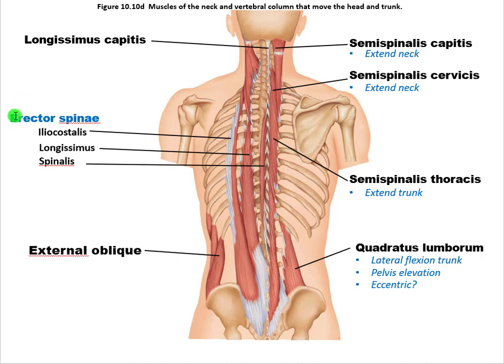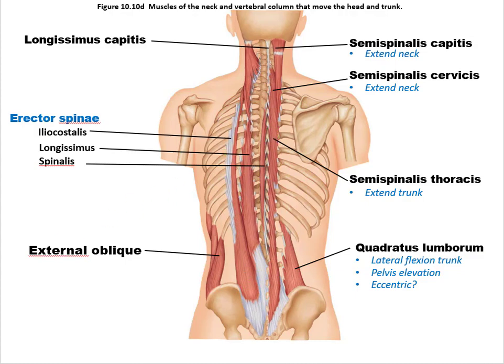So the erector spinae is a group of 3 muscles. It's called iliocostalis, longissimus, and spinalis, and those run from lateral to medial. This is iliocostalis right over here. This is longissimus right over here, and then this is spinalis right over here. And all these guys together are going to act to extend the trunk as well as laterally flex the trunk. Both of those motions. Iliocostalis, longissimus, and spinalis. Now, if you'll notice, those muscles actually extend all the way down from the pelvis, all the way up really towards the cervical spine.